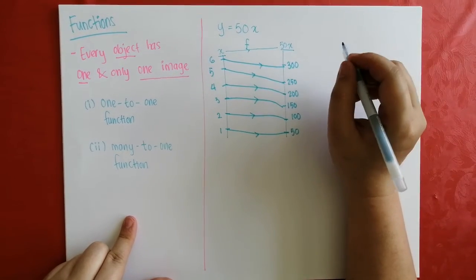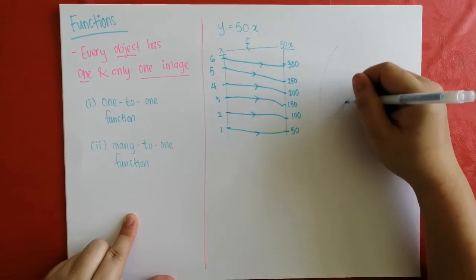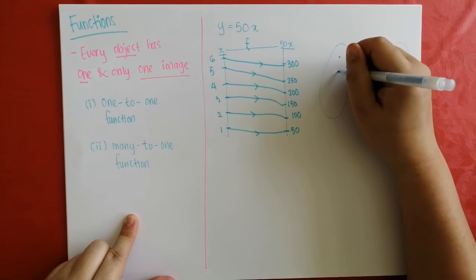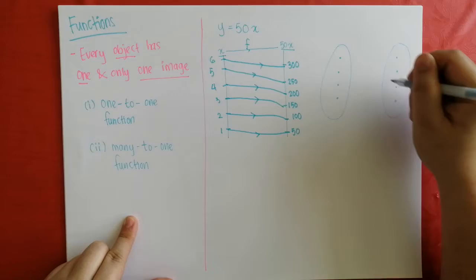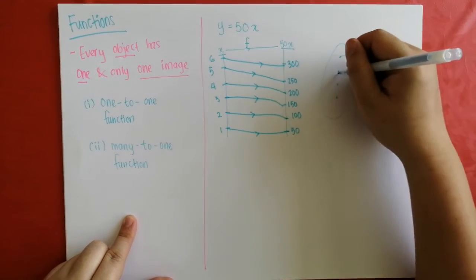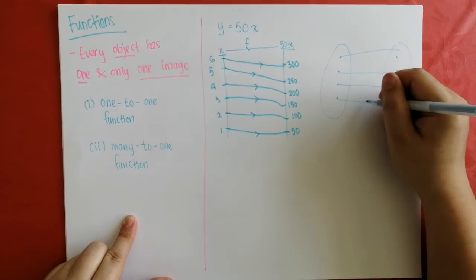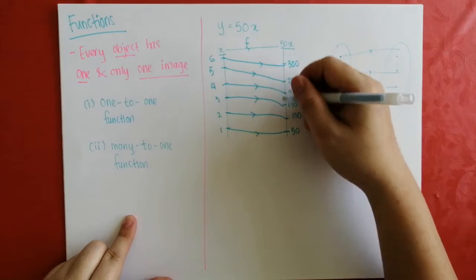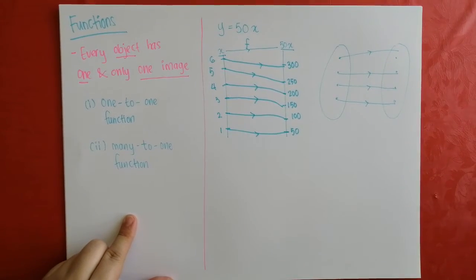Another type of arrow diagram is in circle form, where you have one circle for the object and one circle for the image. You just list out all the objects, then map them onto all the images. That is just an example, just a sketch. It is the same concept as two parallel lines, or you can represent them in two ellipses, or two oval shapes.